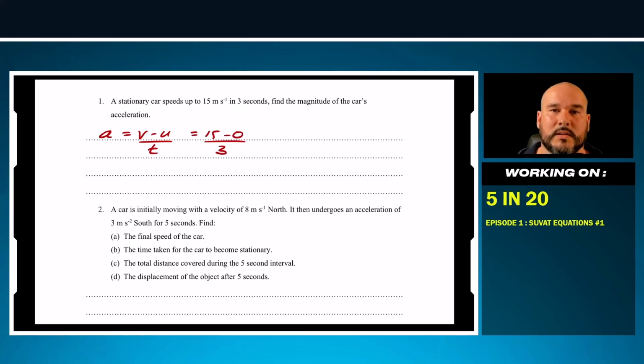Our final speed is 15, our initial speed is 0, and our time taken for that change to occur is 3 seconds. So our acceleration is just 5 m s to the minus 2. Now notice in this question, you're not given any direction of the velocity vectors. So if you want to be Uberleap band 6-ish, the best thing to say here is that the acceleration is 5 m s to the minus 2 in the direction of the final velocity of the car.